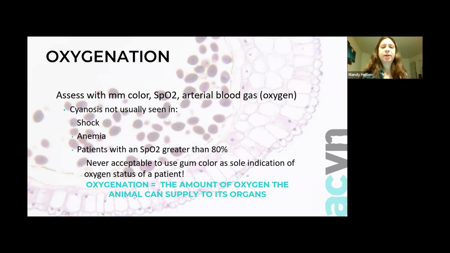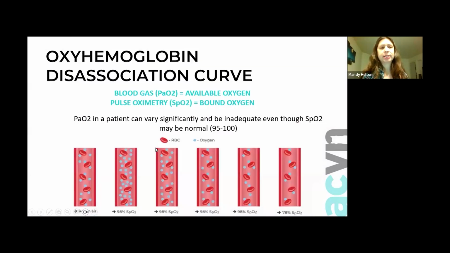So oxygenation, again, is the amount of oxygen the animal can supply to its vital organs. There's something called the oxyhemoglobin dissociation curve, and it tells us how much oxygen is available in the blood as compared to what's bound to the hemoglobin in the blood. One of the really important things when we talk about pulse ox is that it isn't measuring oxygenation, it's measuring saturation of our hemoglobin. So there are a lot of different things that can affect whether we're able to get oxygen to our vital organs.